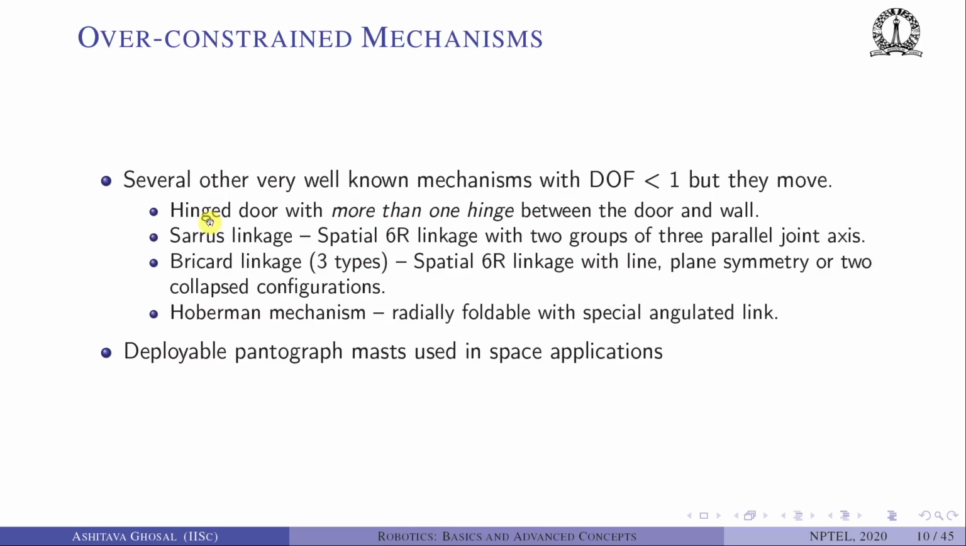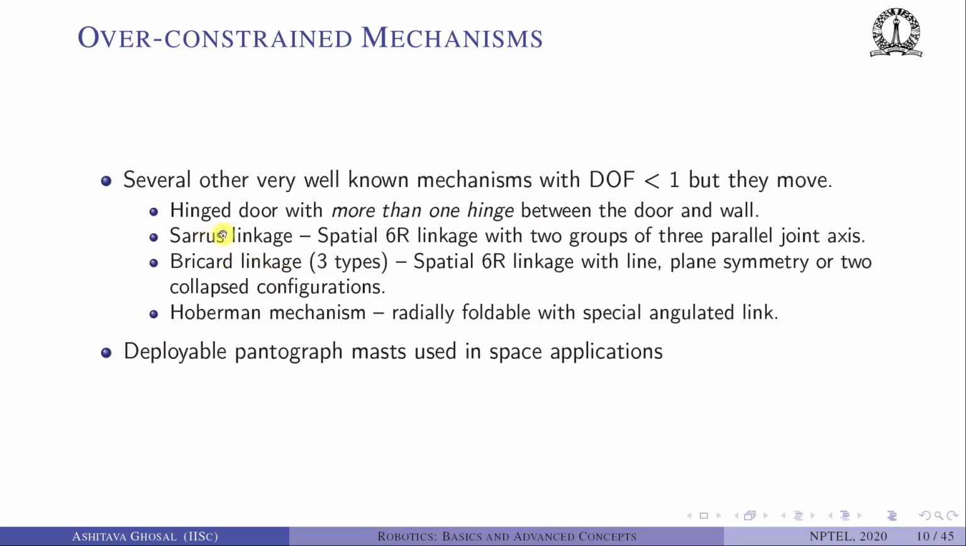So suppose you have the wall and there is a hinge, okay, there is a door, but you connect this door to the wall with more than one hinge. Okay, so again, if you apply the number of links and the number of joints, in this case let's say 3, then the degree of freedom will be less than 1. Okay, so this is an obvious standard example of an over-constrained linkage.